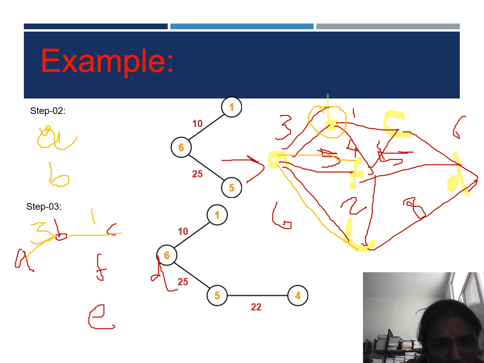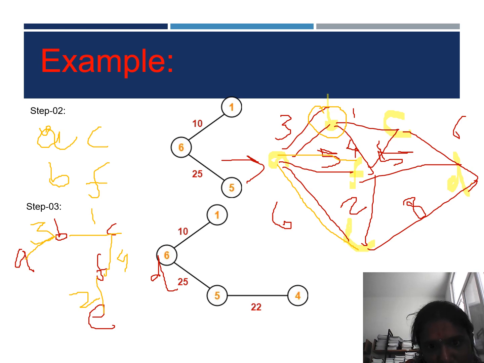Now B is also done. Next is C. From C we have paths C to F, C to E, and C to B is already visited. So C to F we have 4. So C is also visited. Next we have to take F. From F we have B already visited, A already visited, C already visited, and E we have 2. So E to F is 2.